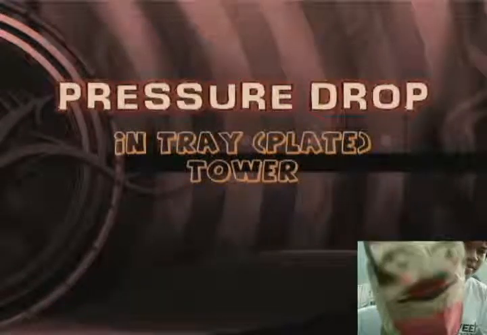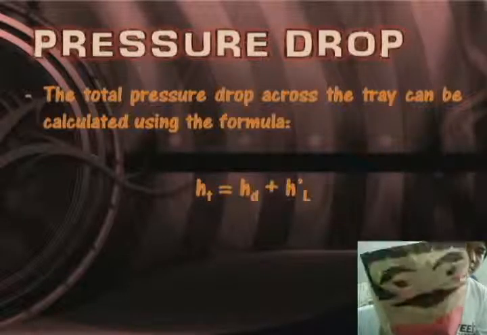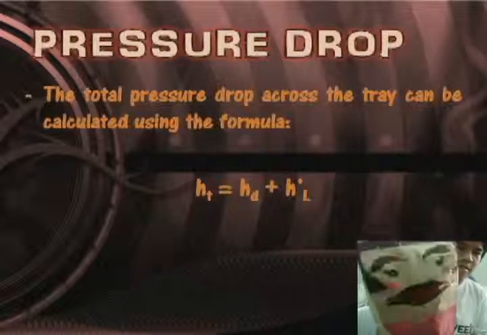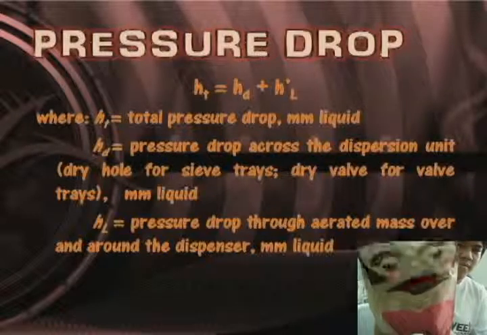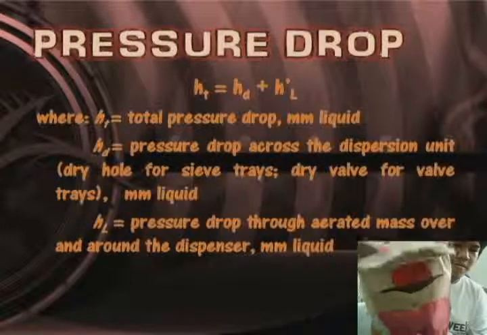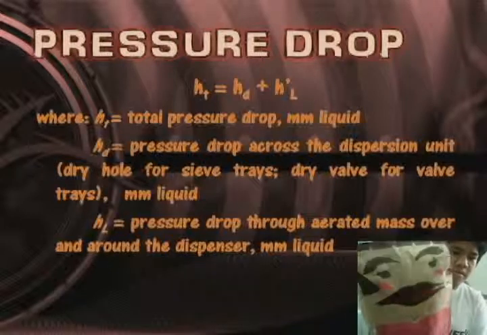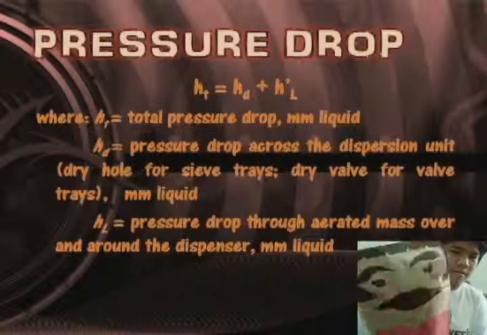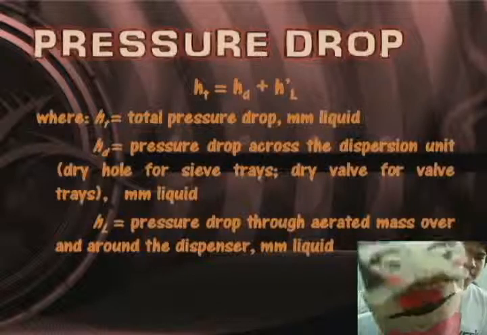Pressure drop in tray or plate towers. The total pressure drop across the tray can be calculated using the formula HT equals HD plus H prime L. Again, the formula is HT equals HD plus H prime L, where HT is the total pressure drop in millimeter liquid, HD is the pressure drop across the dispersion unit, dry hole for sieve trays, and dry valve for valve trays, also in millimeter liquid. HL is the pressure drop through aerated mass over and around the dispenser in millimeter liquid.